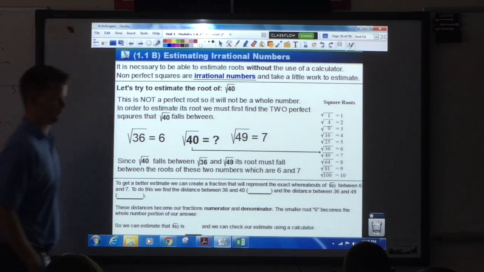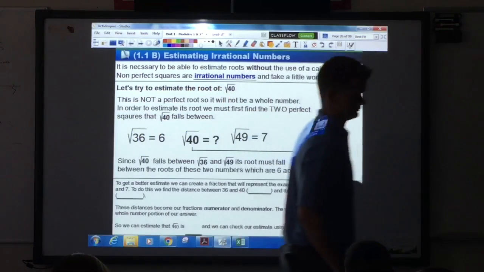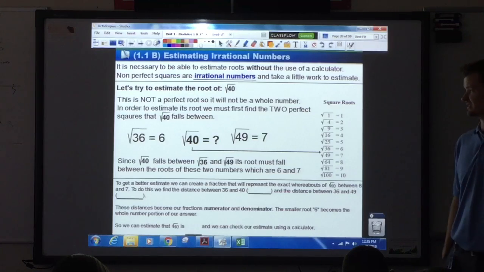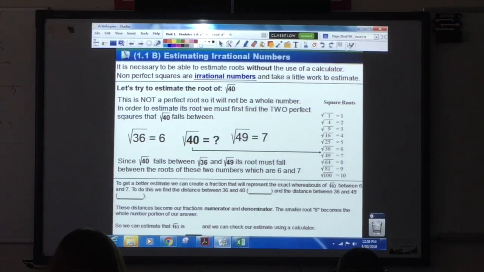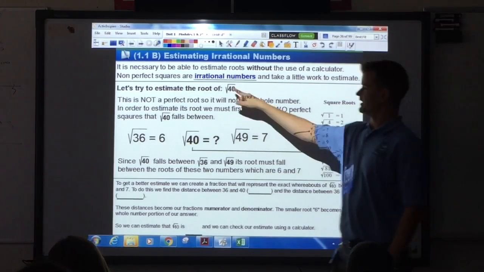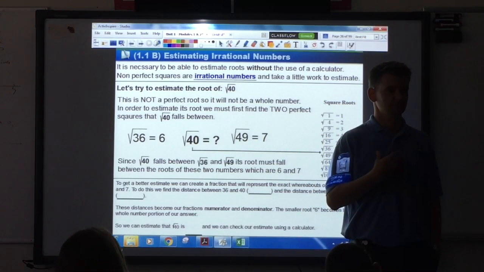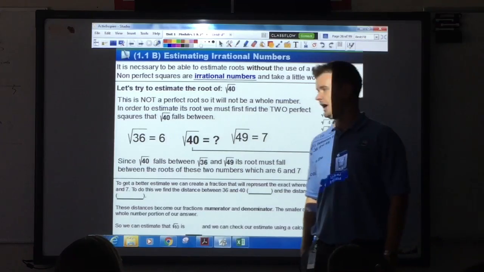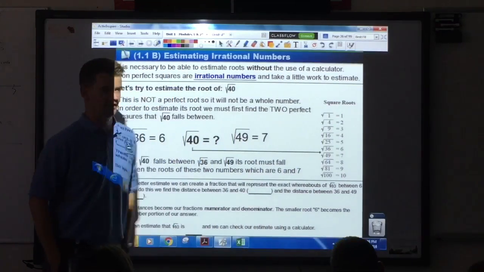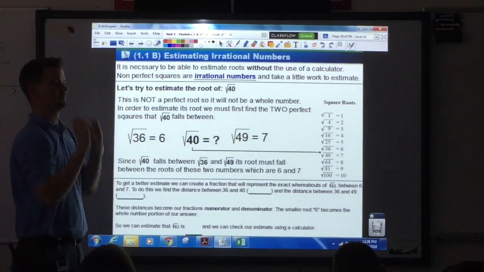Now, if it's a perfect square, it's really easy for me to take the root. I know what it is. Square root of 36 is 6. Square root of 49 is 7. Square root of 100 is 10. But if I'm trying to find the square root of 40 without a calculator, I'm going to have to estimate it. And the way to do that is to go all the way back to the beginning of our lesson.